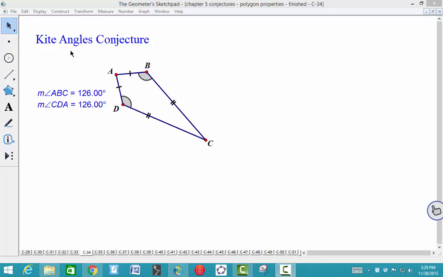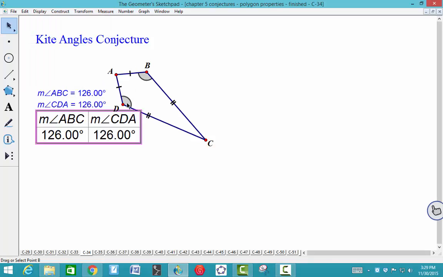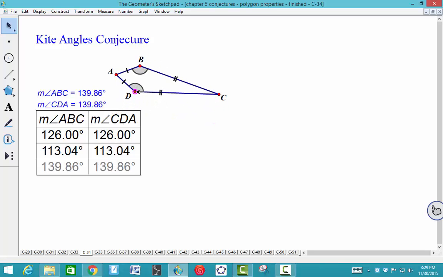Okay, here we have the kite angles conjecture, and what they're saying here is that the non-vertex angles of a kite are going to be congruent. So let's just show that in a table. If I select the two angle measures and go to number, tabulate, as I add some rows here and as I change the angle of the non-vertex angles, you can see that those are always going to remain congruent.